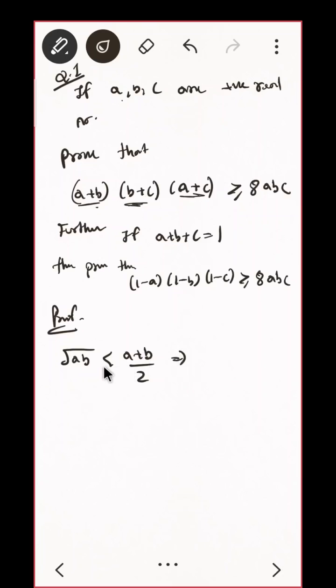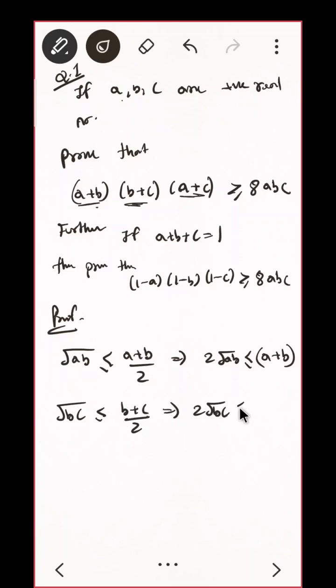This implies less than or equal to, actually, because they are not saying that the numbers are distinct. So can I now write it as 2 root AB is less than or equal to A plus B? Similarly, for BC, 2 root BC is less than or equal to B plus C. Very nice, I'm happy that you guys answered it. And what next? That is AC, A plus C, which implies 2 root AC is less than or equal to A plus C.